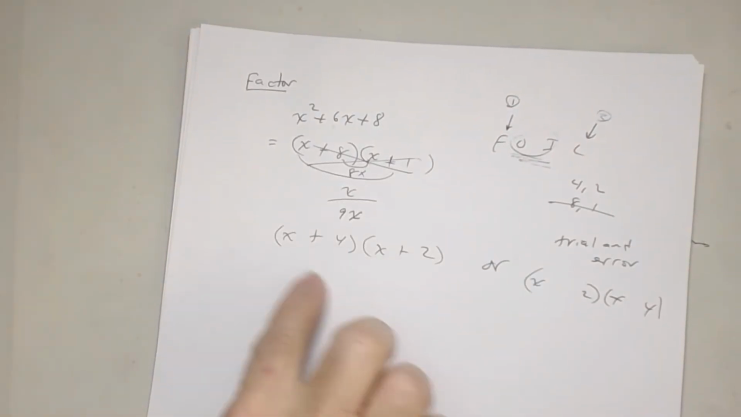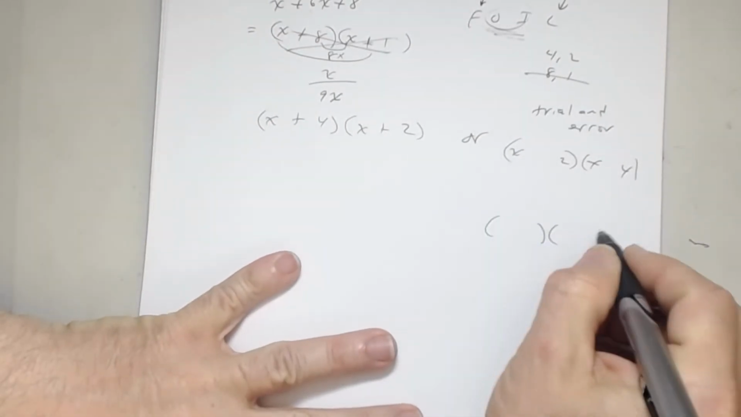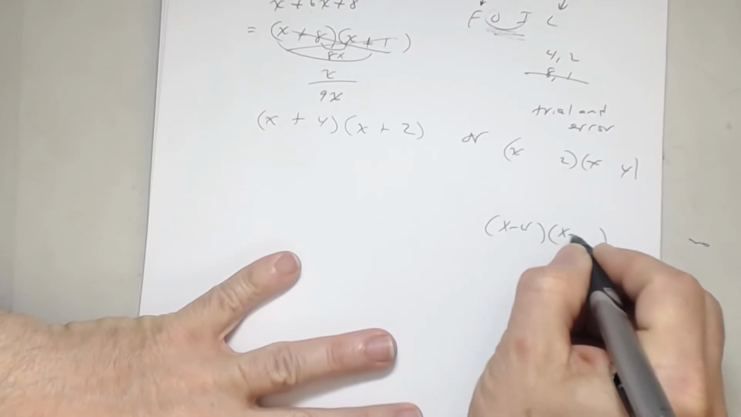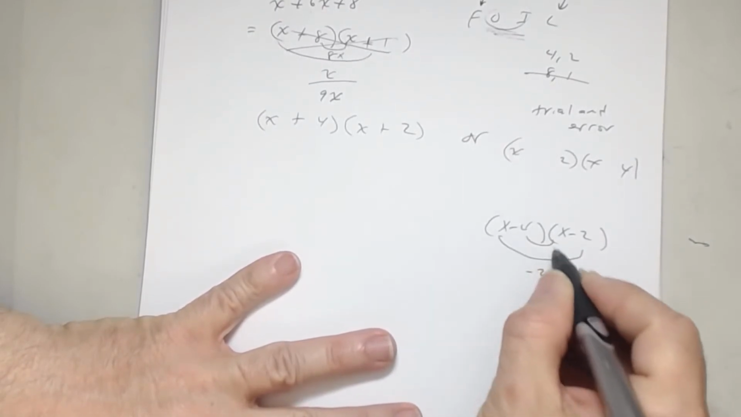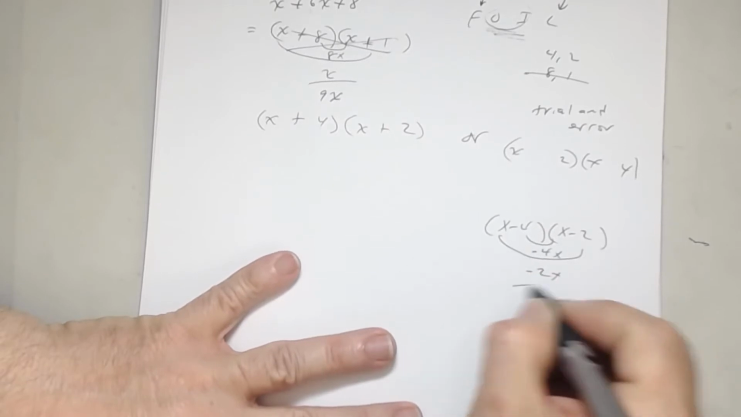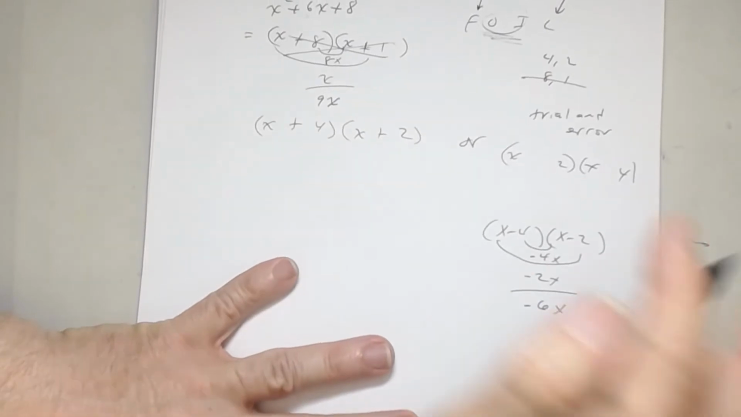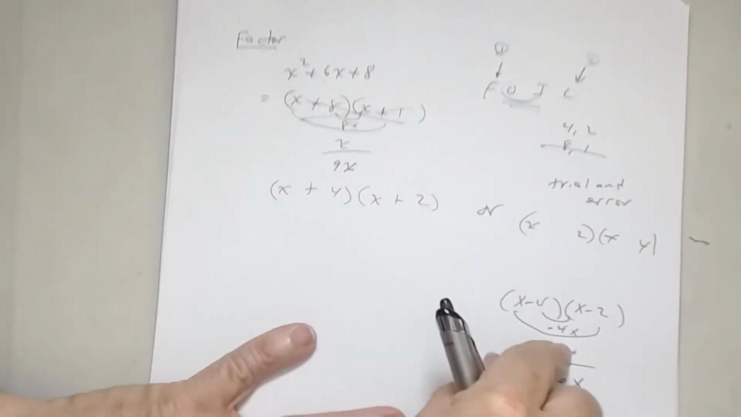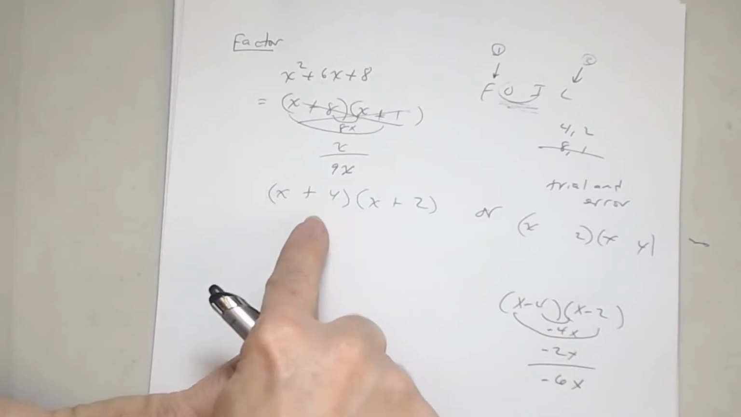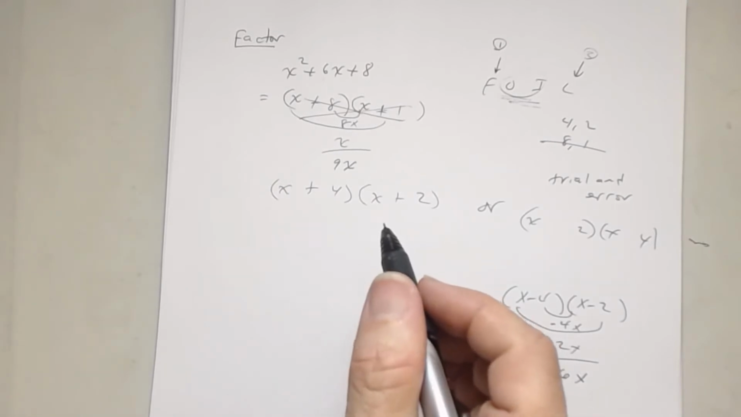If this is negative, and this is negative, what's the outer? Negative 2x. What's the inner? When I add them up, what do I get? Negative 6x. And what did I want? The positive. So I know they can't both be negative. They have to be both positive.